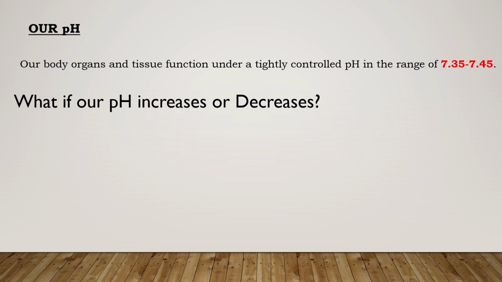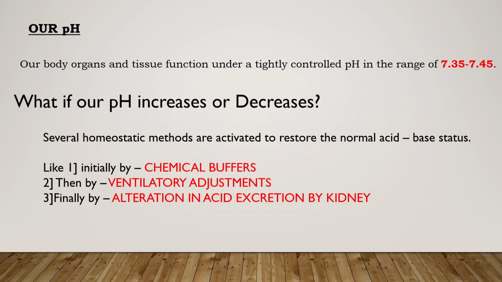Our body is in a very homeostatic condition and is in dynamic equilibrium, so it tries to bring the pH back initially by chemical buffers, then by a respiratory adjustment, and finally by alteration in the acid secretion by the kidney, which is the most powerful.